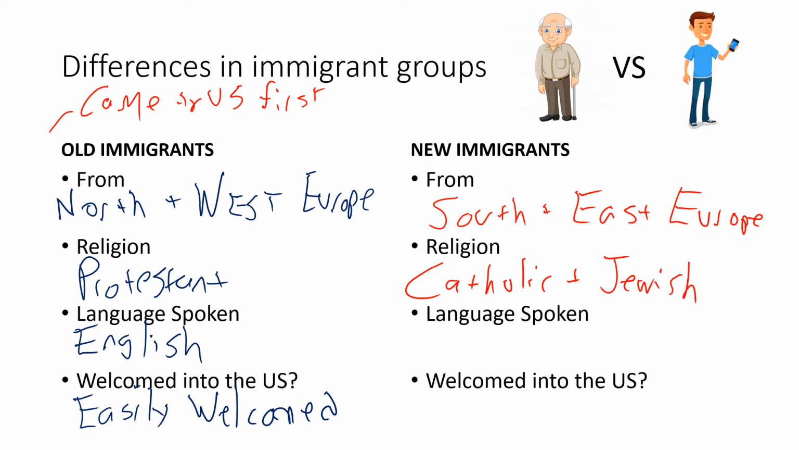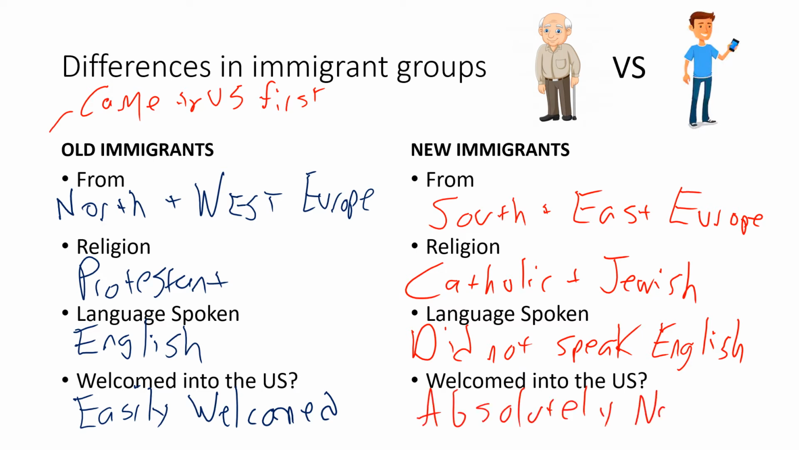And since they were Catholic and Jewish, that was different than what the United States predominantly was. During this time period, the U.S. was predominantly Protestant. And so these Catholic and Jewish immigrants are coming here, and it's just different. The next thing about them, language spoken. Most of them did not speak English. So when these immigrants get here, they're going to have a tough time fitting into the United States. And the last thing it says, were they welcomed into the U.S.? They were allowed to come in, but they were not welcomed.